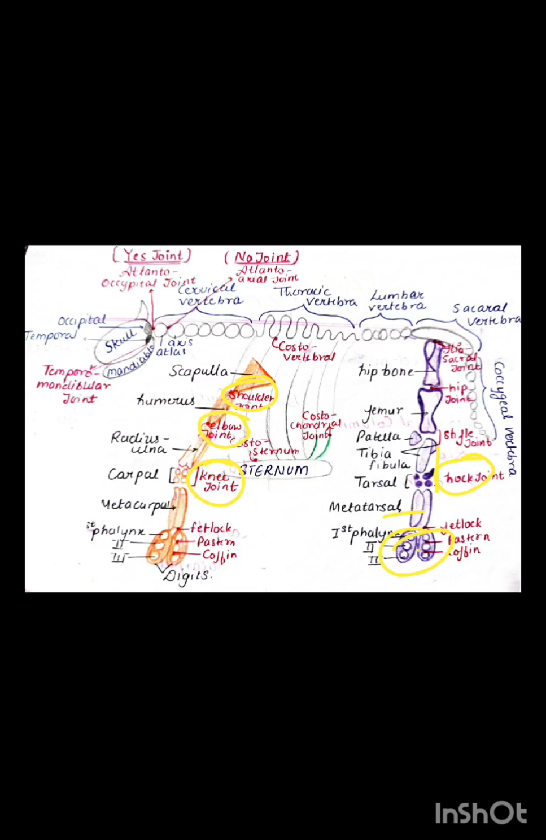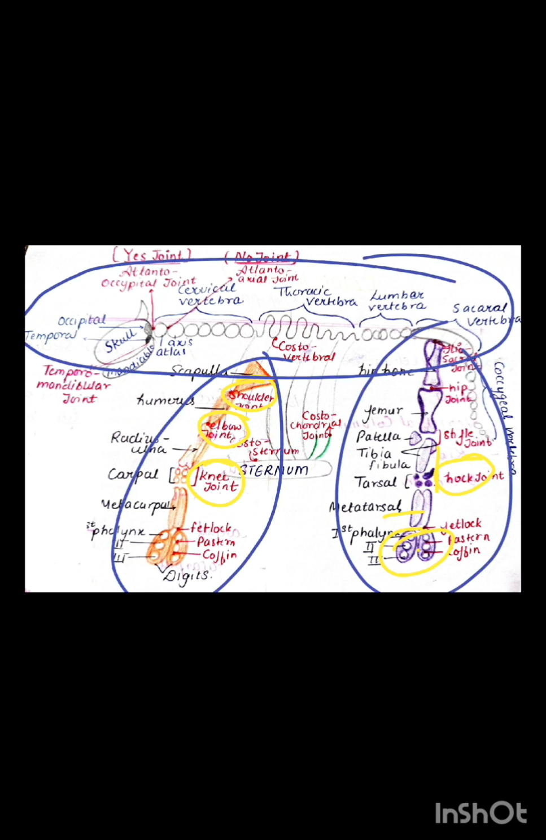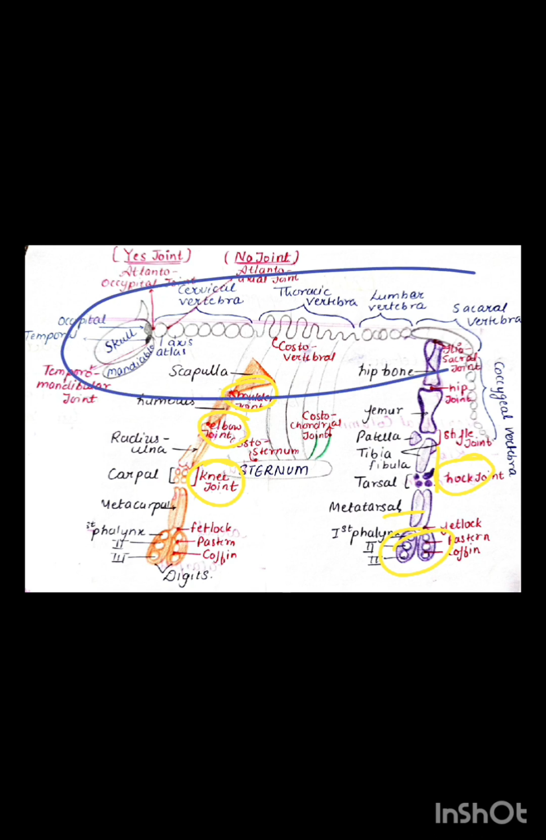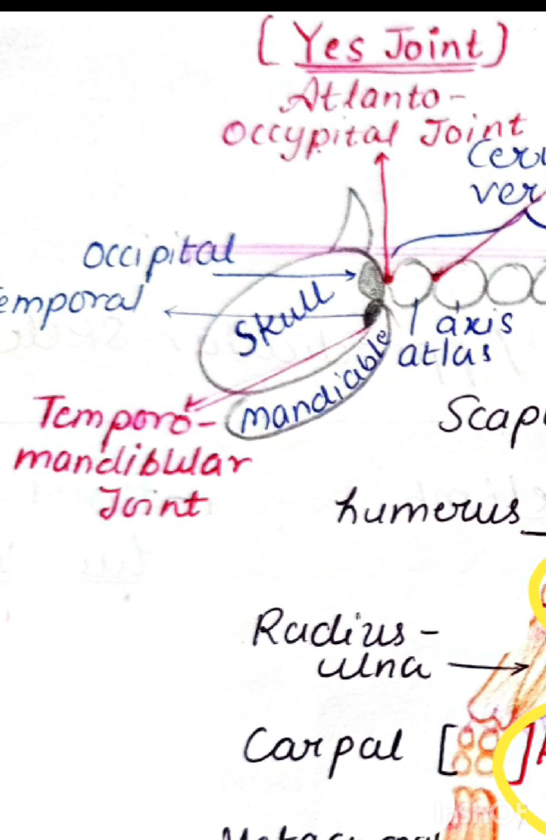So now we're going to study the skeleton system of an animal. In the skeleton system of an animal, we study the axial part. This is the axial skeleton and these are the appendicular skeleton. First we study this axial skeleton. It includes, first, the skull. This is the skull and this is the mandible.